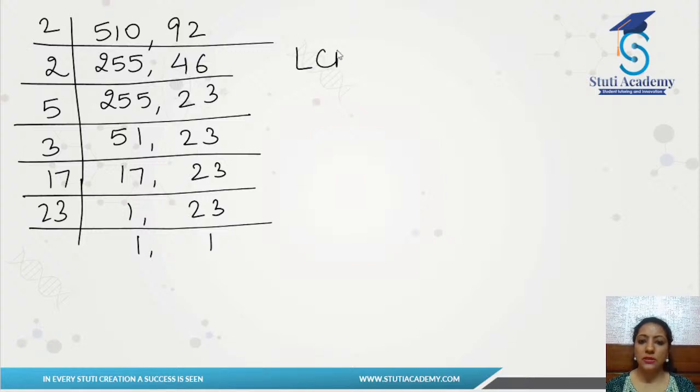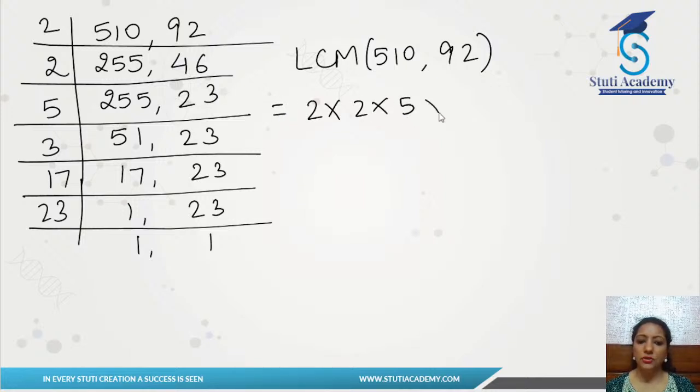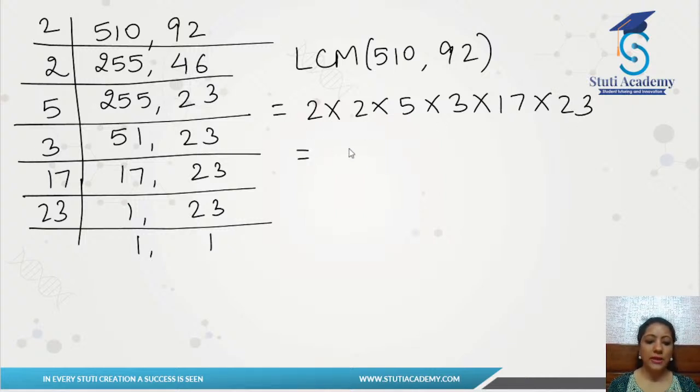So when we are going to take the LCM of 510 and 92, we'll get here 2 into 2 into 5 into 3 into 17 into 23. Now once you multiply all of these, you will get 23460. So I'm just giving you the direct answer. You'll have to multiply this and then 23,460 you will get as the LCM.